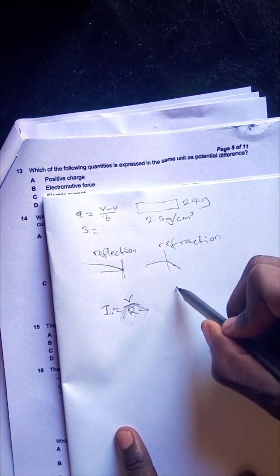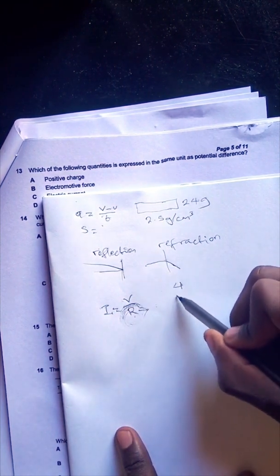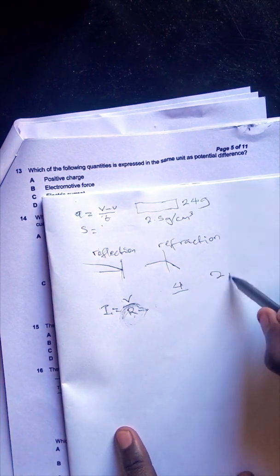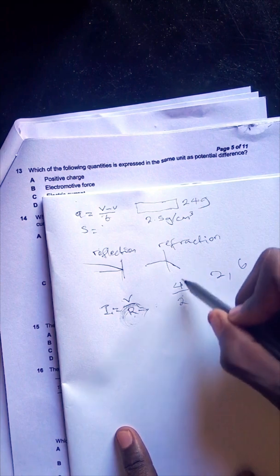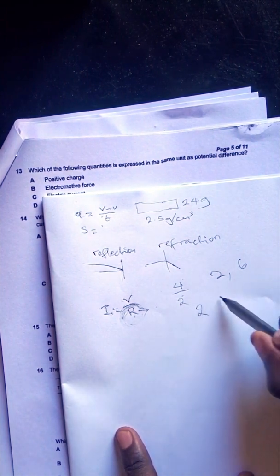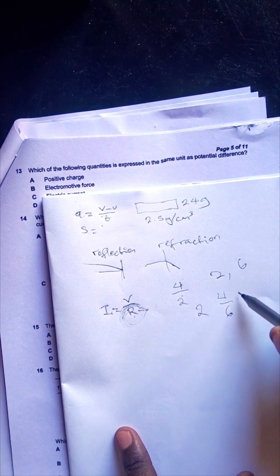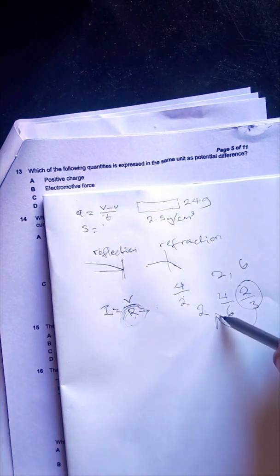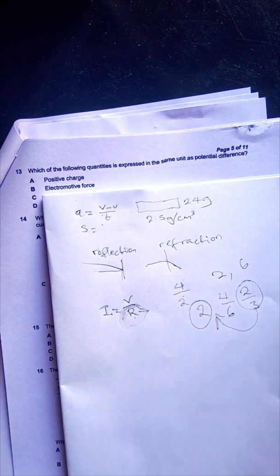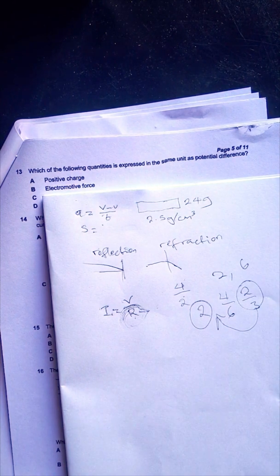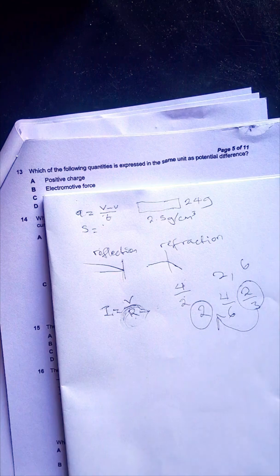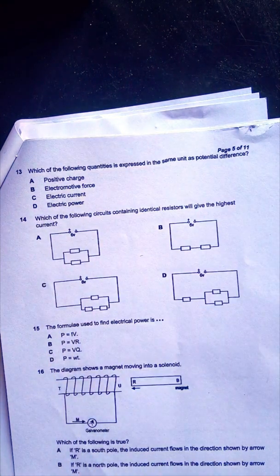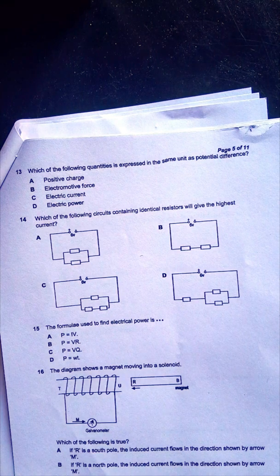What do I mean? Let's say our voltage is 4, and we've got two resistors, one is 2 and one is 6. 4 divided by 2 gives you 2, but 4 divided by 6 gives us 2 over 3. So 2 over 3 is less than 2. If you want the highest amount of current, you should have the lowest amount of resistance, and if you want the lowest amount of current, you should have the highest amount of resistance. So let's go back to the question. Which of the following circuits containing identical resistors will give the highest current?